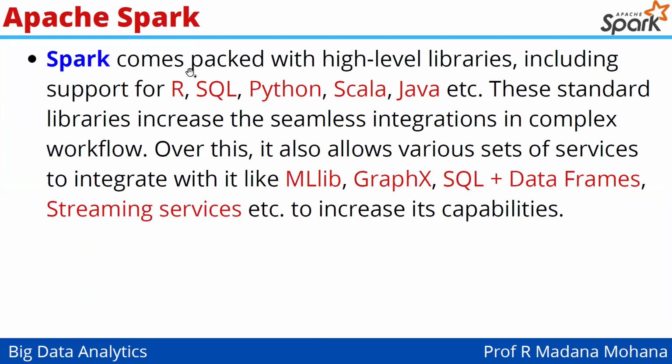Spark comes packed with high-level libraries, which include the support for R, SQL, Python, Scala, Java, etc. These standard libraries increase the seamless integrations in complex workflows. Over this, it also allows various sets of services to integrate with it, like machine learning library, GraphX, SQL and DataFrames, streaming services, etc., which increases its capabilities. That is about Apache Spark.